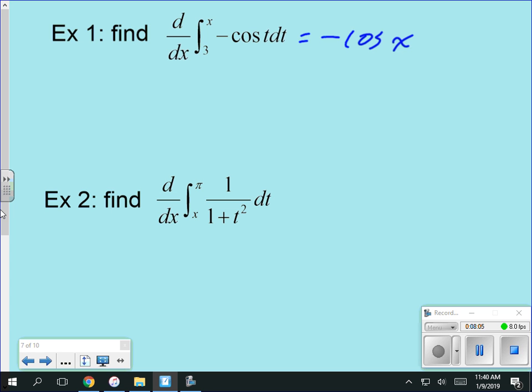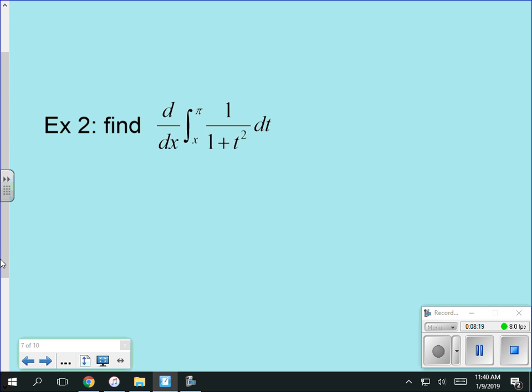I don't have that here. My lower bound is my variable, my upper bound is my constant. But we have rules of integration that let us flip them, right? So this is the derivative of negative integral from pi to x of 1 over 1 plus t squared dt, because we have a rule that lets us flip our bounds. So if I need the constant as my lower bound, all I do is flip it, make the constant my lower bound, and make it a negative integral.